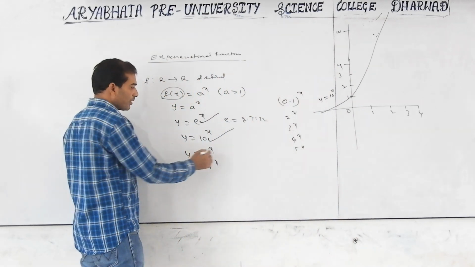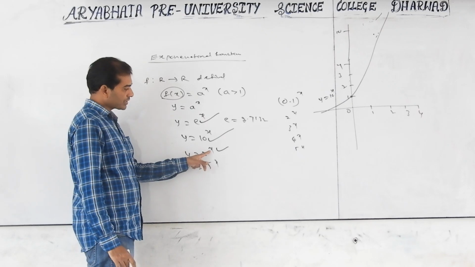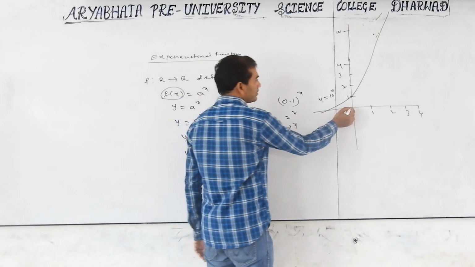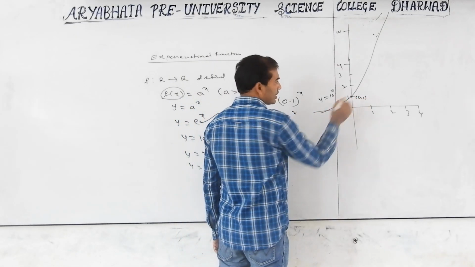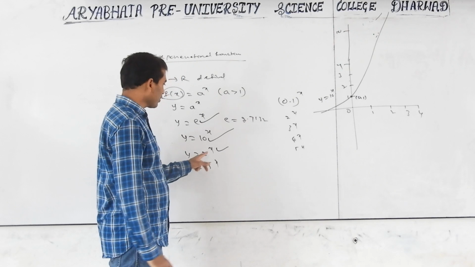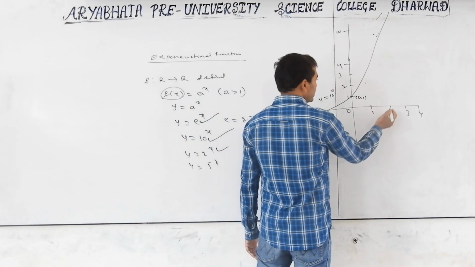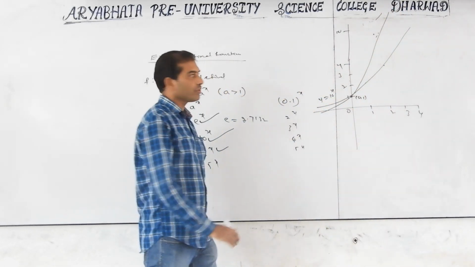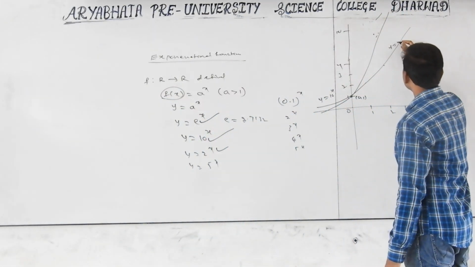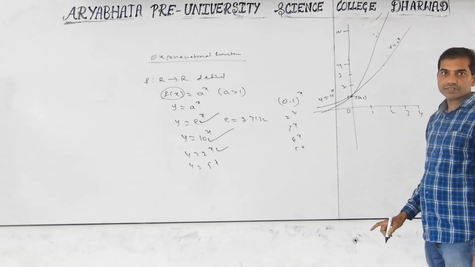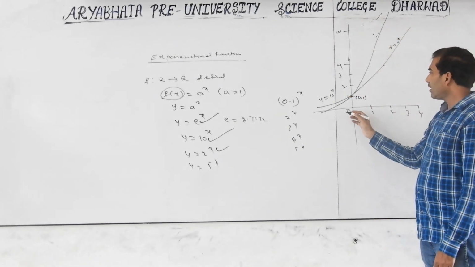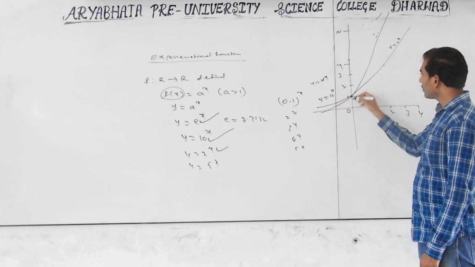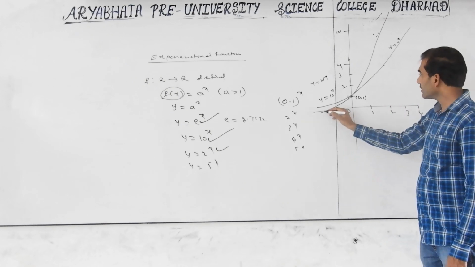If you take y equal to 2 power x and draw this graph, put x equal to 0, y is equal to 1, so 0 comma 1. If x is equal to 1, y is 2. If x is 2, y is 4. This is y equal to 2 power x. This is y equal to 10 power x. Tell me, y equal to 20 power x, is it this side or this side? Like this.